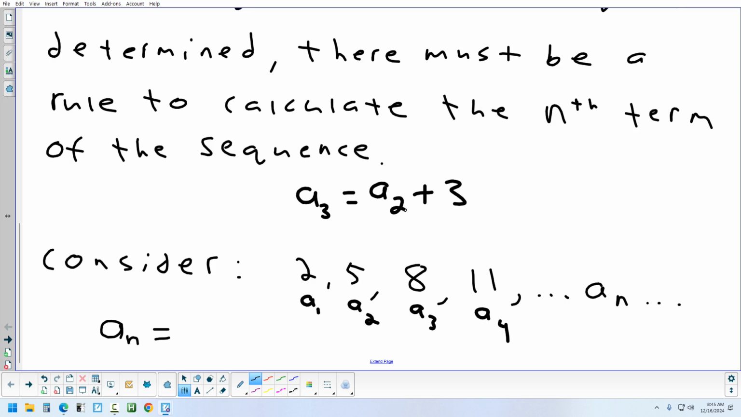But if you didn't know the 2nd term, that would be a problem. Then you'd have to figure that one out. What's the formula for the 2nd term? It's the term before it plus 3. Right? So now let's see if we can do it this way.